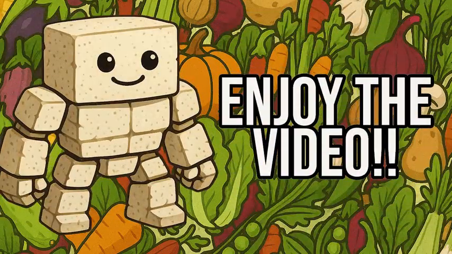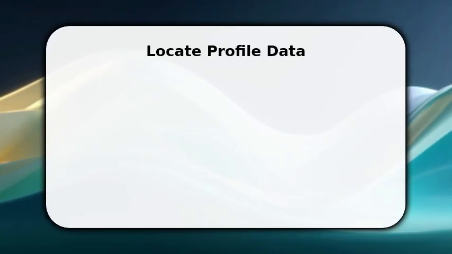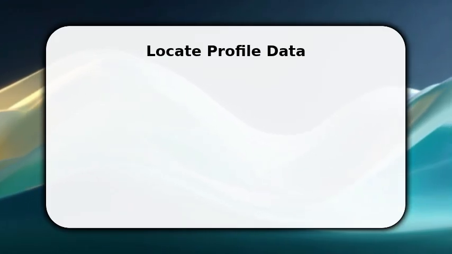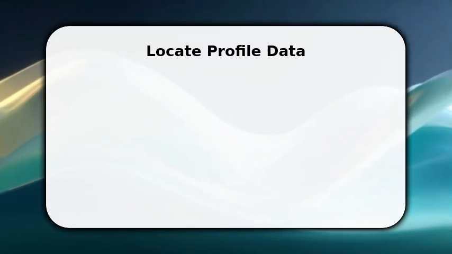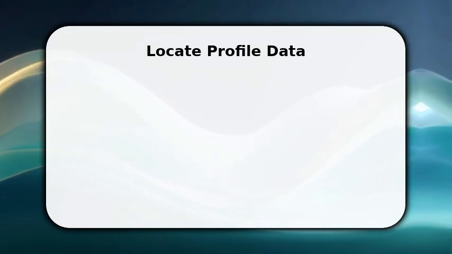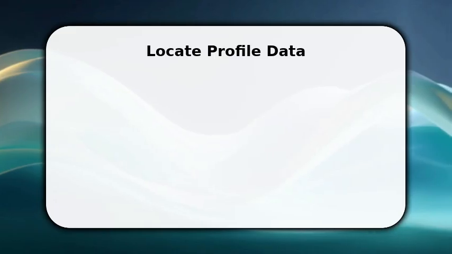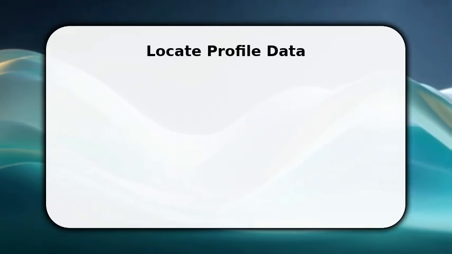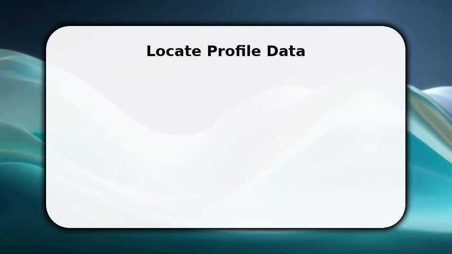Please enjoy the video. You start by finding the raw profile data because recovery depends on intact files. First, enable hidden items and go to %localappdata%\Google\Chrome\User Data. You need to see folders like Default or Profile 1.